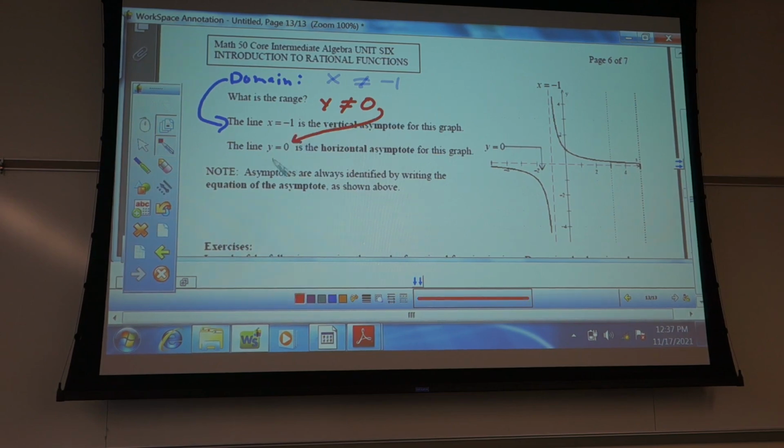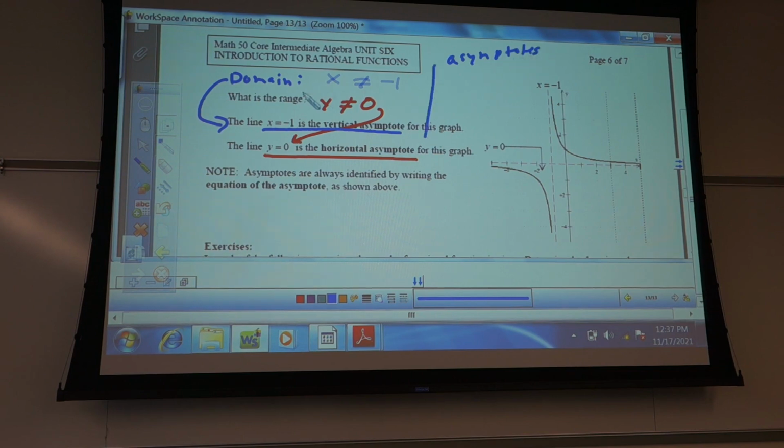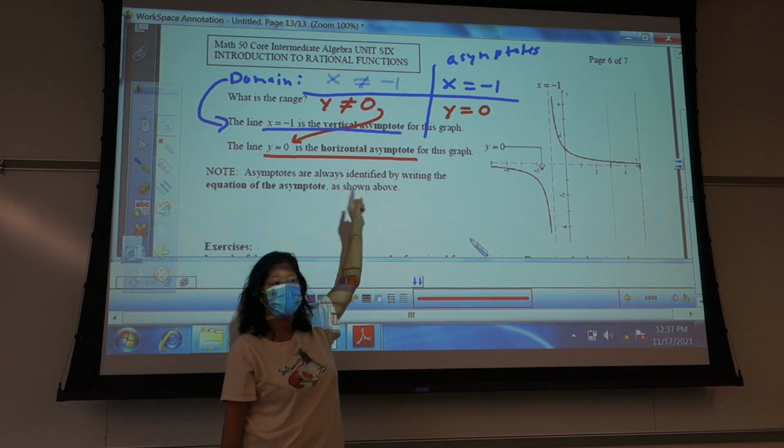So the line y equals 0 is the horizontal asymptote. The line x equals -1 is the vertical asymptote. So my asymptotes are going to be x equals -1 and y equals 0. So you can see the total direct correlation with those, right?